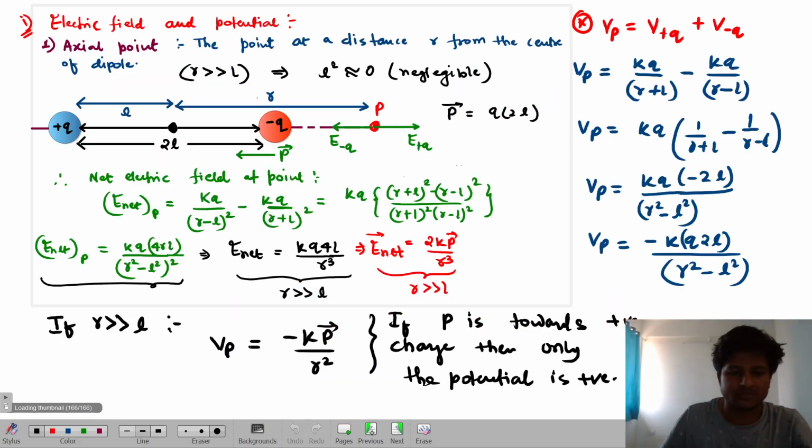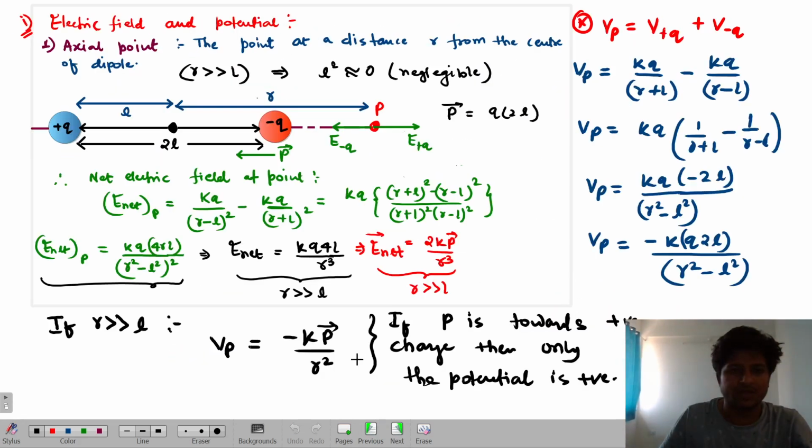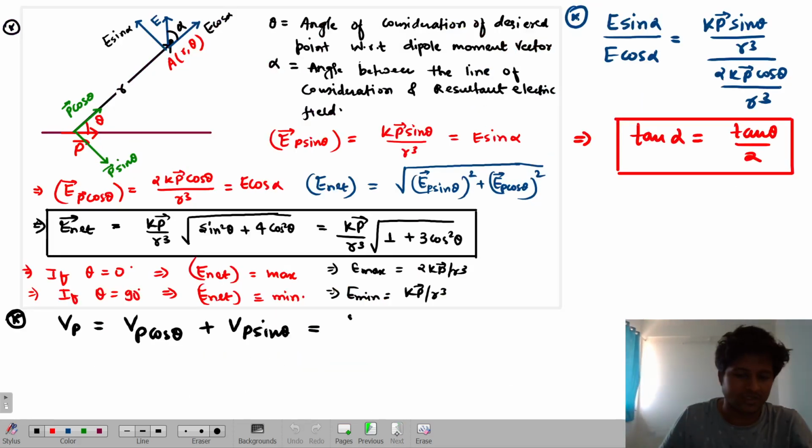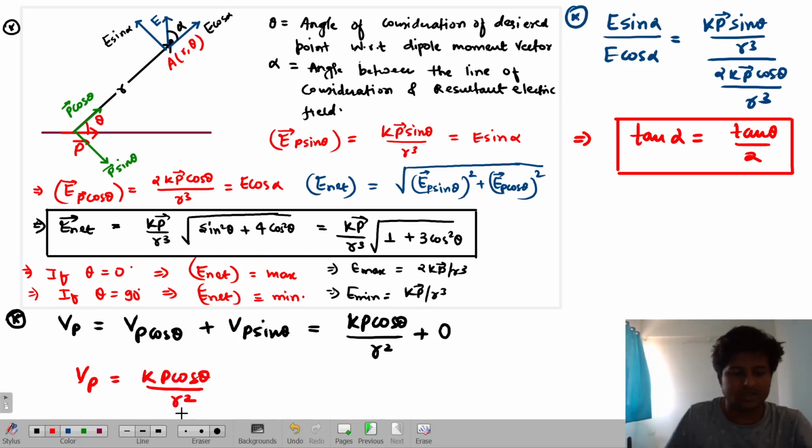For axial point, what's my potential equation? Plus Kp vector by r square, isn't it? So it will be what? Kp cos theta by r square. And because of sin theta, that will become zero, right? So therefore, the potential is given as Kp cos theta by r square.